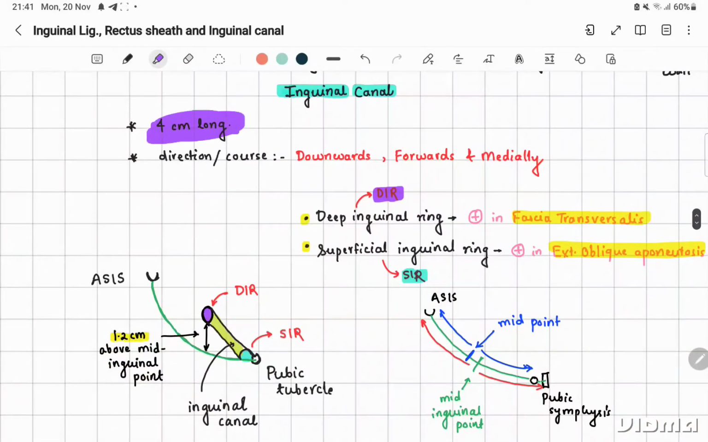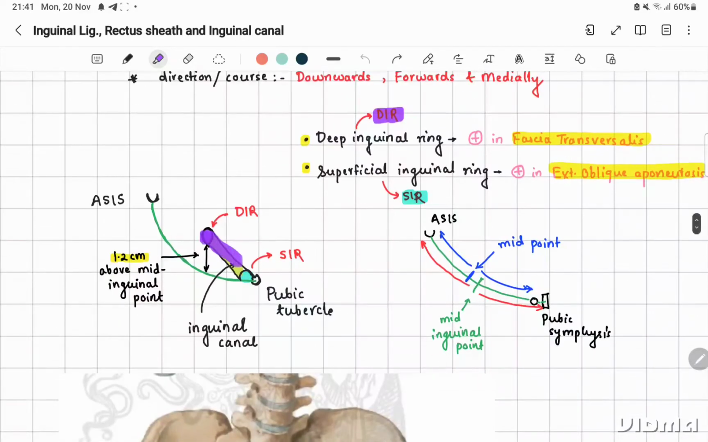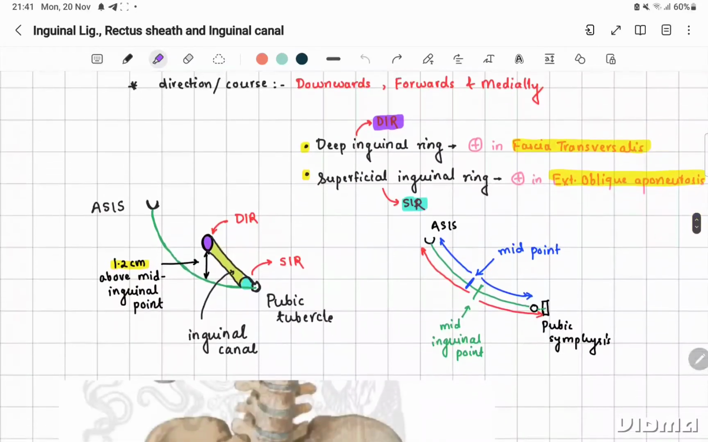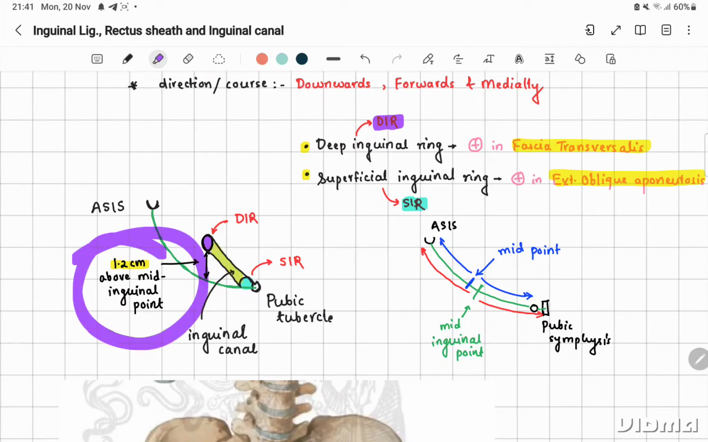It is 4 cm long. What's the direction of its course? Downward, forward, and medially. It lies between the ASIS and the pubic tubercle, and between them you have the inguinal ligament. And 1.2 cm above the mid inguinal point we have the DIR, that is the deep inguinal ring.